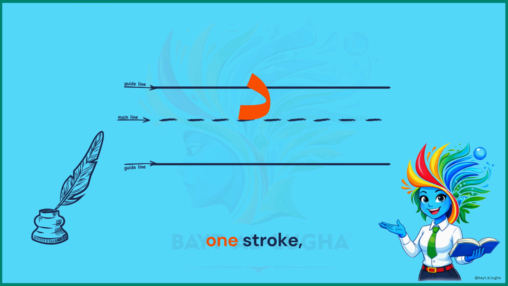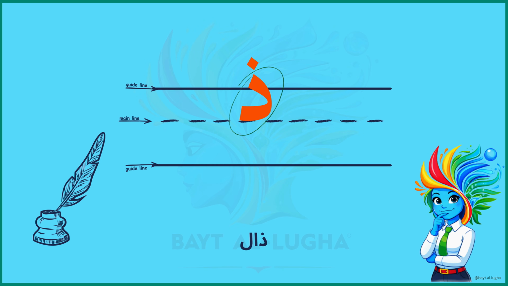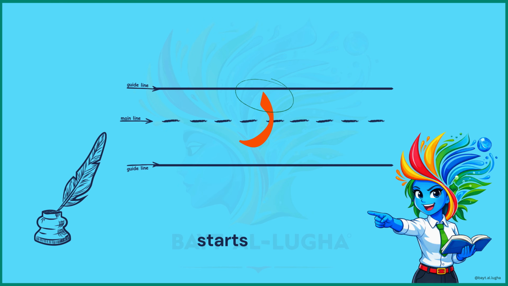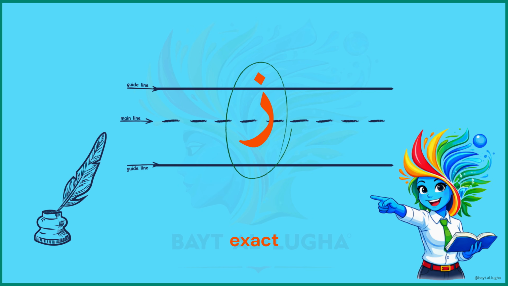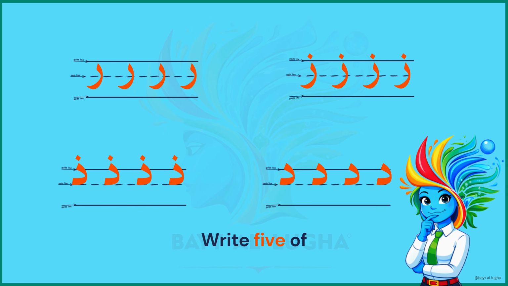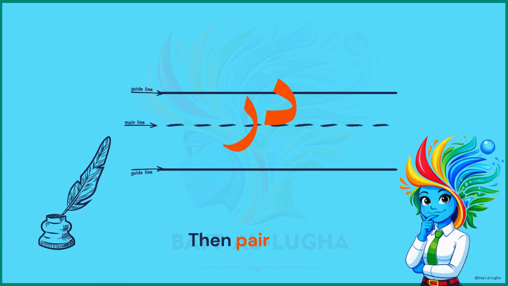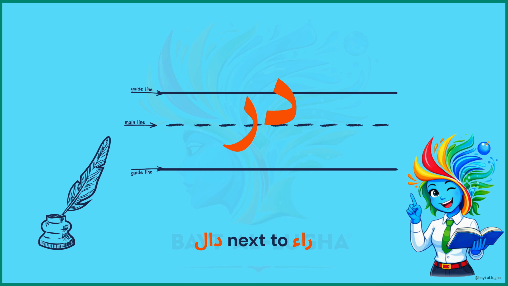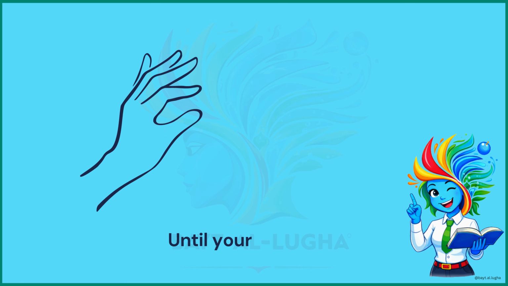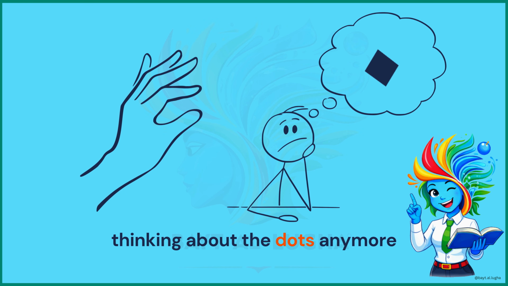Dal. One stroke, small hook at the top, curving down and slightly left. No dot. Dhal. Same exact stroke, but one dot above. Ra starts higher, drops into a longer tail below the line. No dot. Whereas za, exact same skeleton with a dot above. Write 5 of each before moving on. Then pair them. Dal next to ra, za next to dhal, until your hand isn't thinking about the dots anymore.